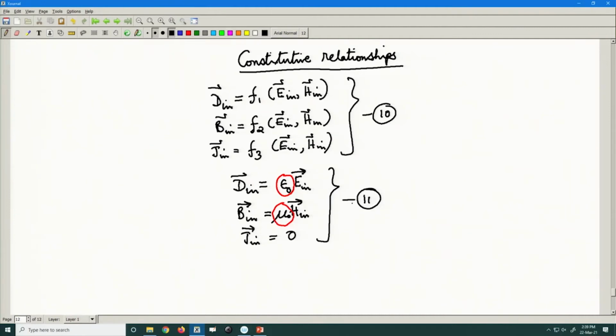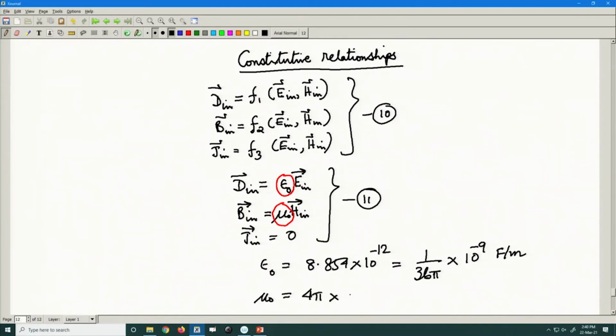So, epsilon 0 is given by, we all know its value, 8.854 into 10 to the power minus 12, or 1 by 36 pi into 10 to the power minus 9 farad per meter, and mu naught is given by 4 pi into 10 to the power minus 7 Henry per meter. So, this is the permittivity and permeability of free space.